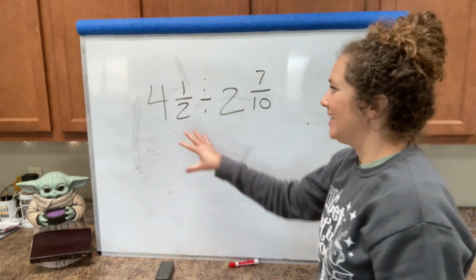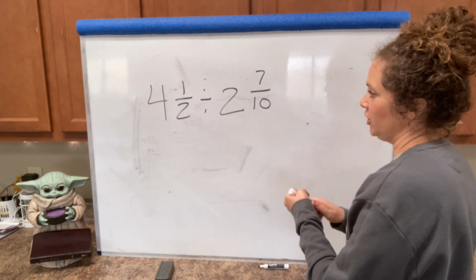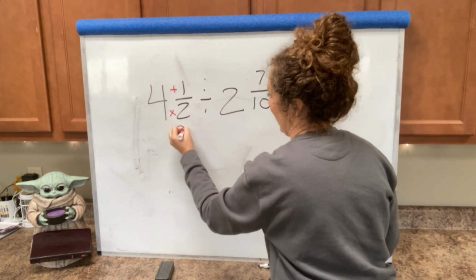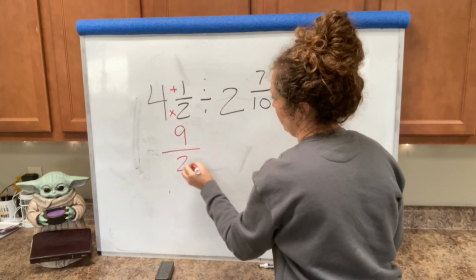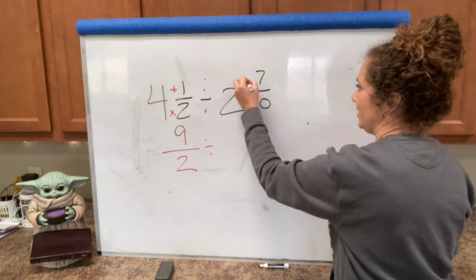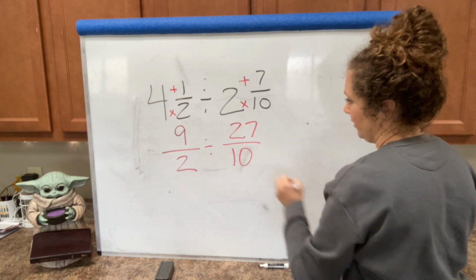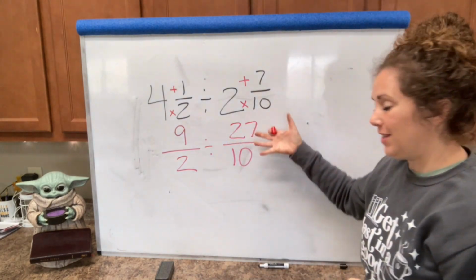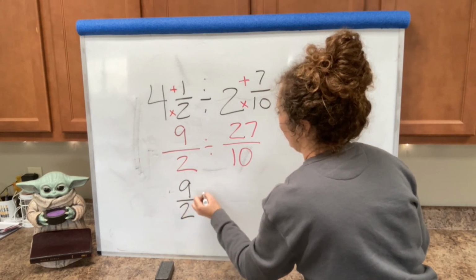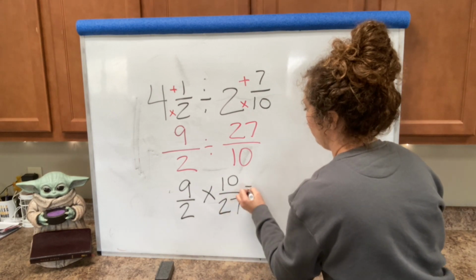And now for kicks, let's take 2 mixed numbers and divide those. So let's make this into an improper fraction. 2 times 4 is 8, plus 1 is 9, and then this is our denominator, divided by 10 times 2 is 20, plus 7 is 27, and this 10 is still our denominator. Now we want to flip this, the reciprocal. We want to take 9 over 2 times 10 over 27.